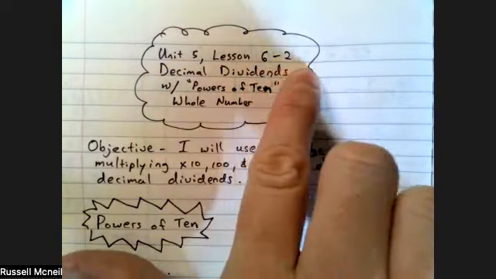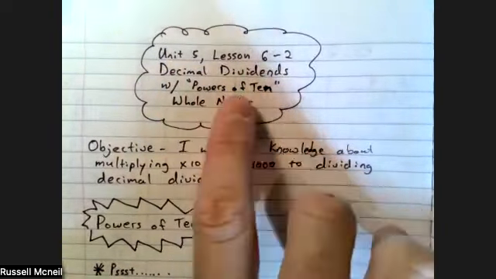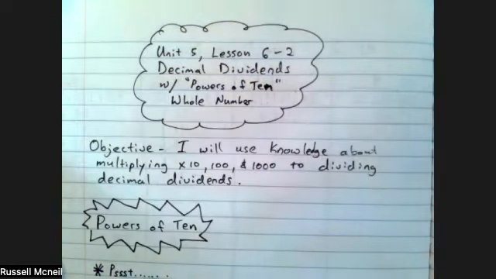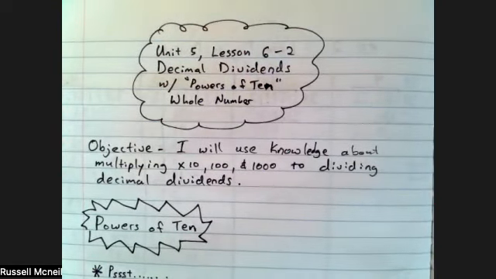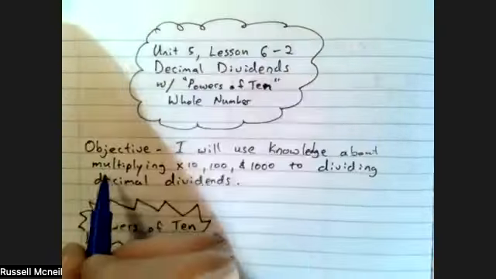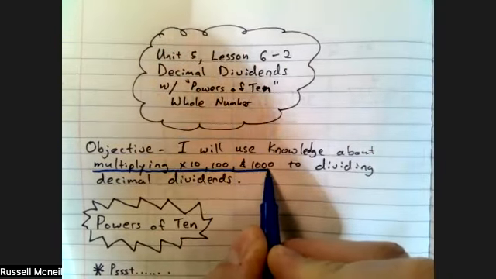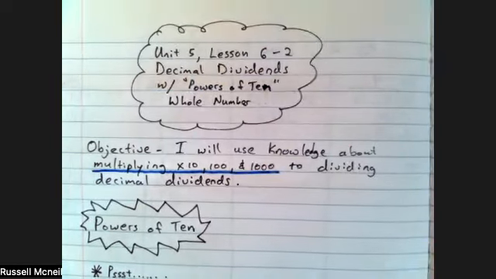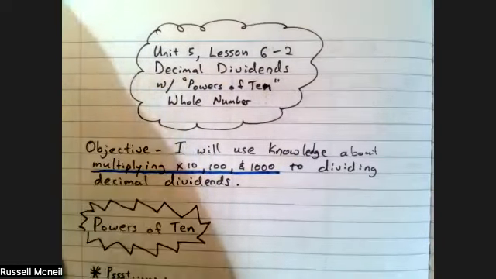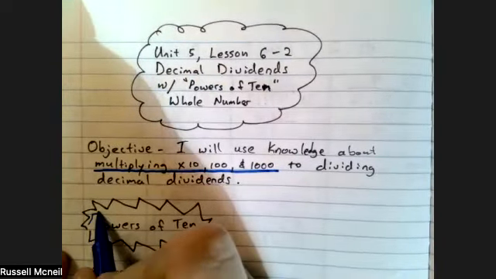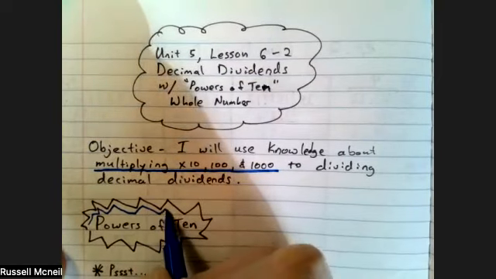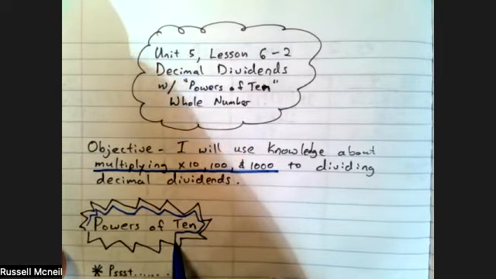Unit 5, lesson 6-2, decimal dividends with powers of 10 as whole numbers. See our objective, read it with me. I will use knowledge about multiplying by 10, 100, and 1,000 to dividing decimal dividends. And when we're talking about those three numbers, we are talking about the powers of 10. Say it out loud. Powers of 10.